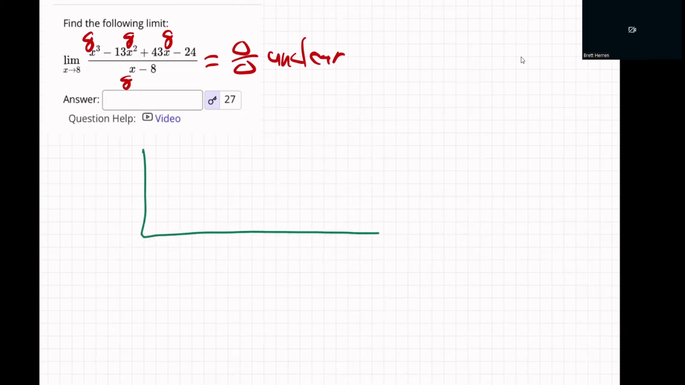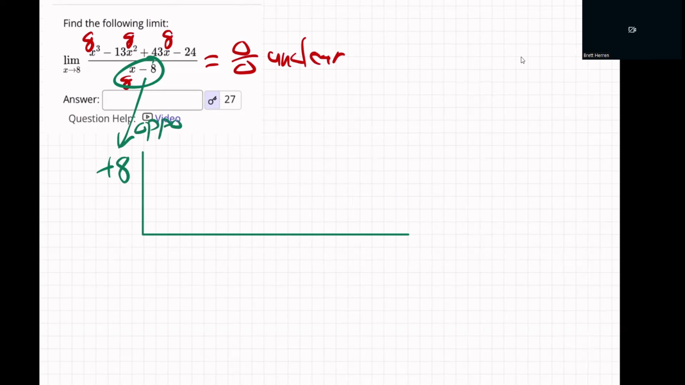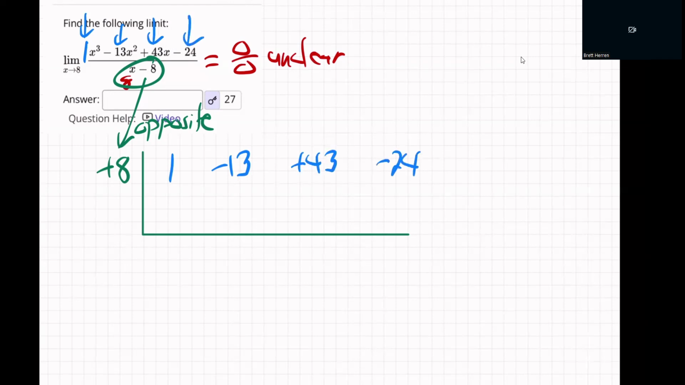I'm going to box it up and take whatever number is here. I'm going to put the opposite right there of it. Now I'm going to take the coefficients, the numbers in front on the top. So we've got, this is really a 1, then negative 13 x squared, and then a plus 43 and a minus 24. This one's nice. Don't have to fill in any missing zeros on this one. Okay. And then here we go.